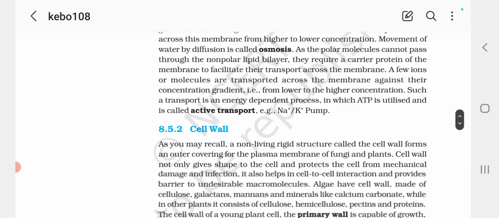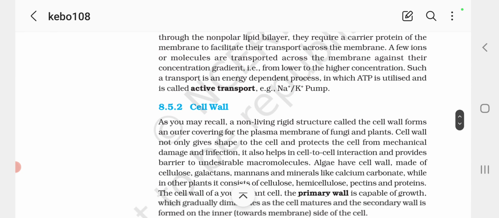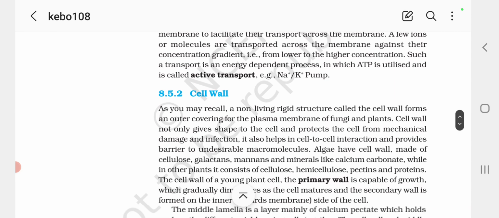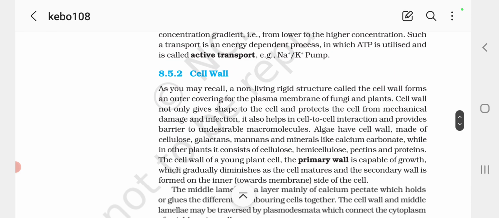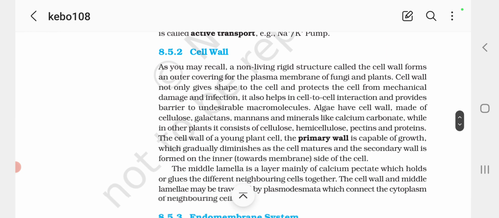As the polar molecules cannot pass through the non-polar lipid bilayer, they require carrier proteins of the membrane to facilitate the transport across the membrane. A few ions or molecules are transported across the membrane against the concentration gradient, that is, from lower to higher concentration. Such a transport is an energy dependent process in which ATP is utilized and is called active transport. Example: sodium potassium pump.